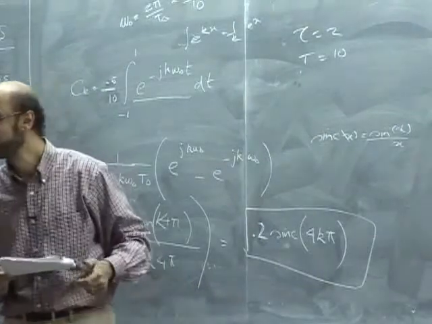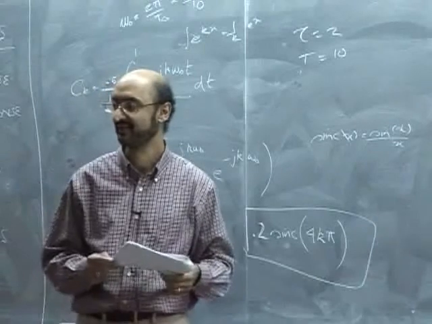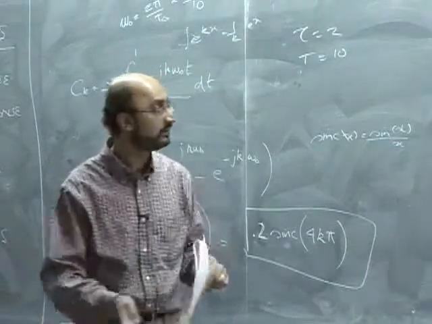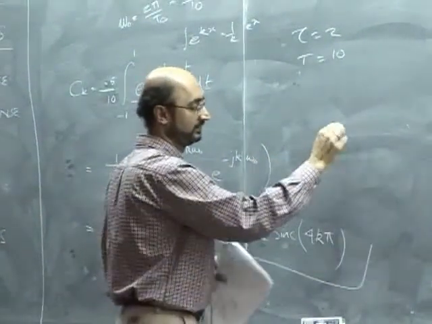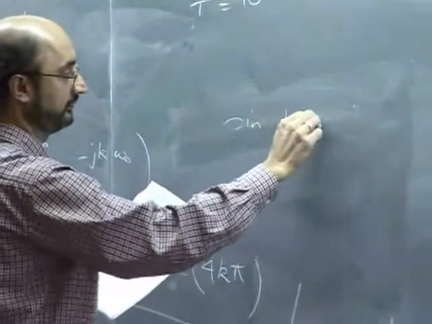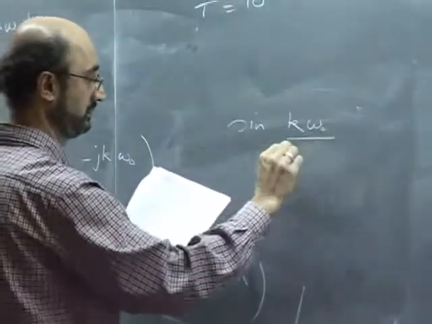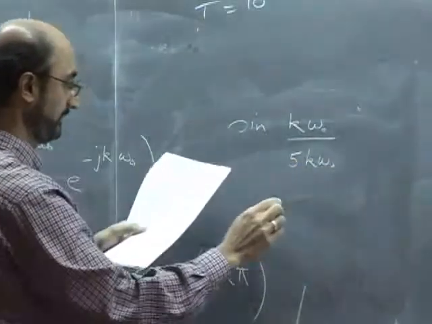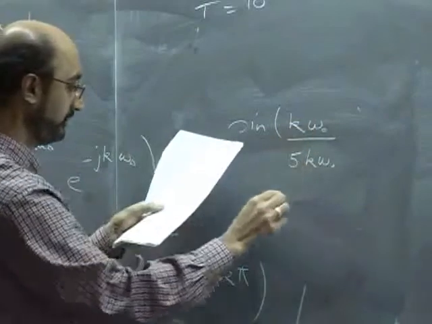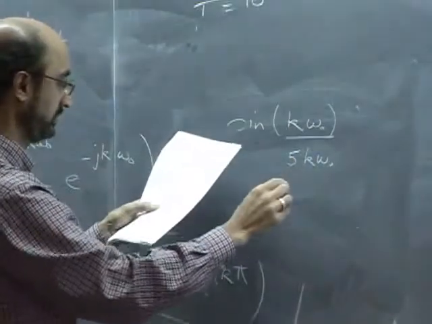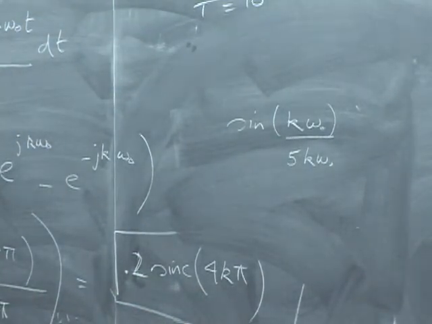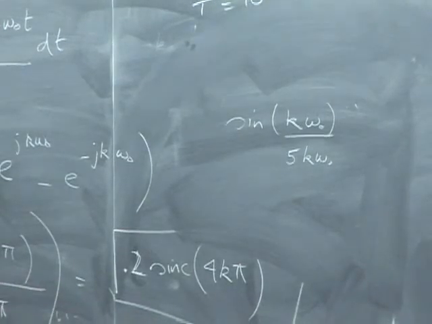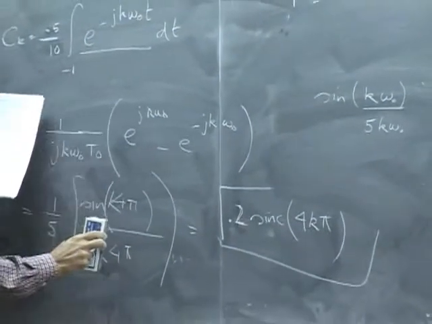Good. You got a different answer? Basically got sine of k w0 by 5 k w. Sine of, what is it? k w0 by 5 k w. Sine, well, there should be, why am I getting a pi? Wait a minute. Just a second. There's no pi over here.